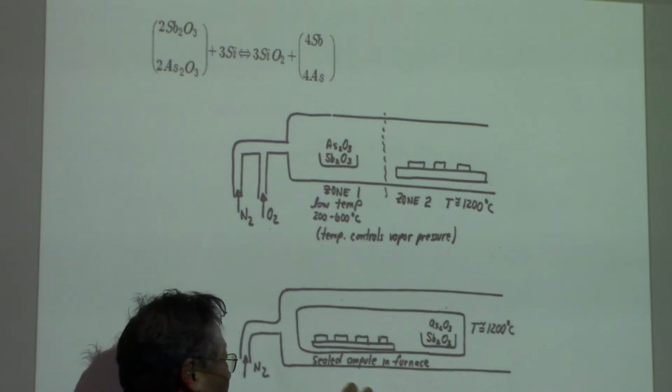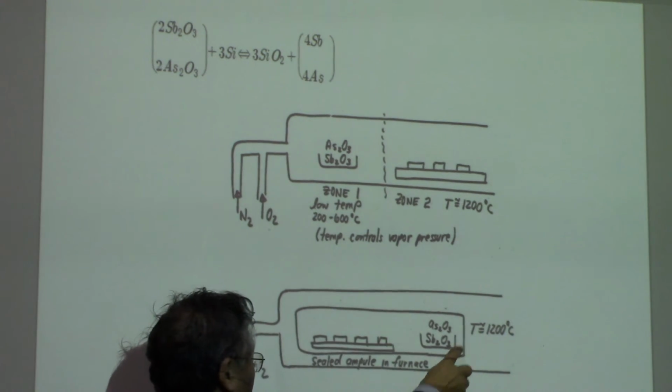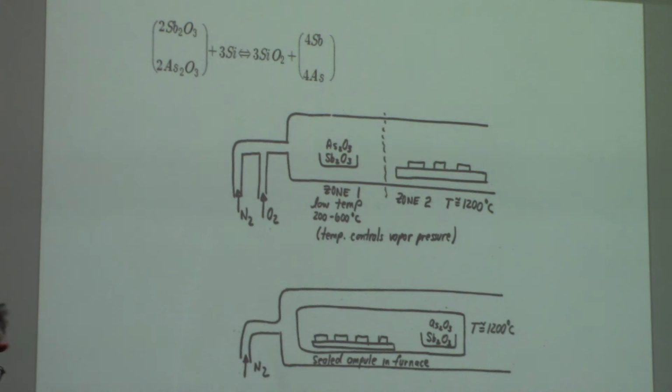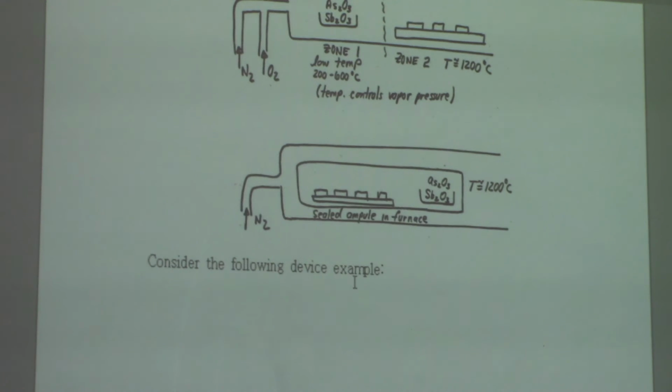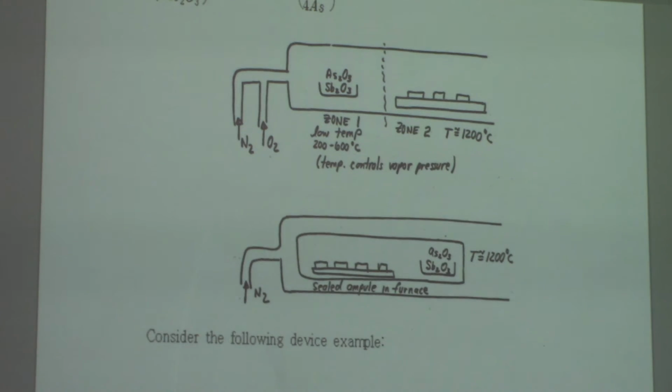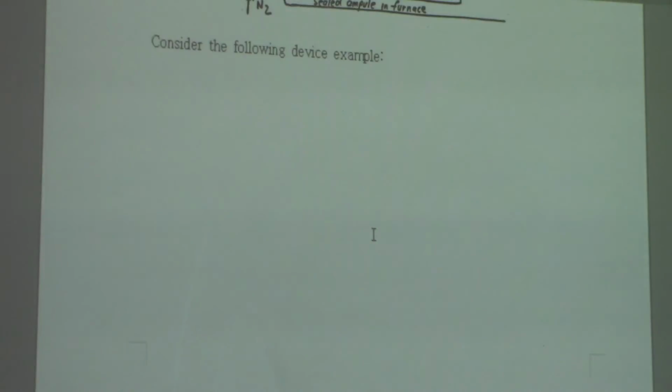furnace, and this is the closed system, so that you can maintain a certain level of vapor pressure of the arsenic and antimony to control the amount of doping. These two systems, the open system and closed system, are both available. In industry, the open system is usually used because it is easy to load and unload the wafer after the doping process. Okay?